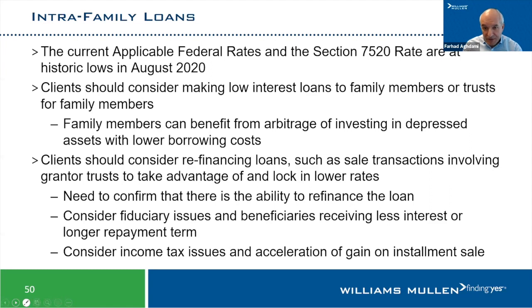Make sure there's the ability to refinance. Typically, a prepayment clause will suffice. Also, think about fiduciary issues. If someone is accepting a lower interest rate or maybe a longer term, are there fiduciary issues there? And obviously, very often we're selling into grantor trusts, so we're less concerned about the income tax consequences. But if it was a taxable sale, especially on an installment sale, then is that modification a disposition of the installment obligation? So obviously you want to be careful there, but it is something I think is certainly worth considering.